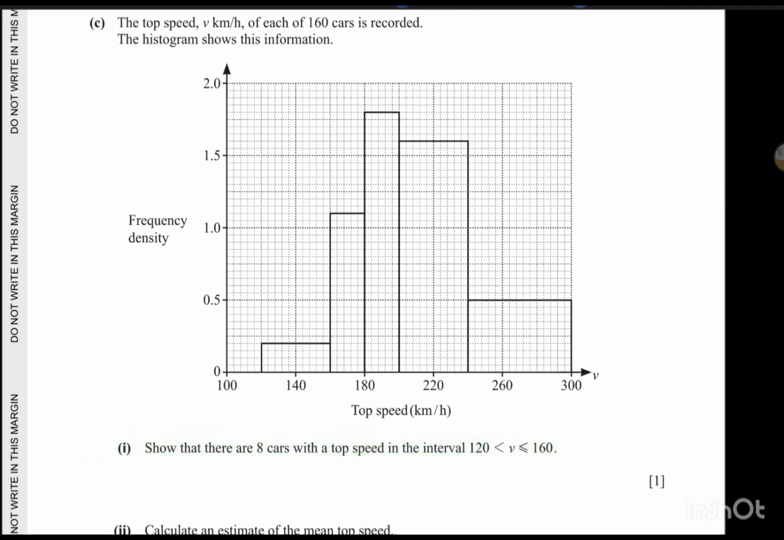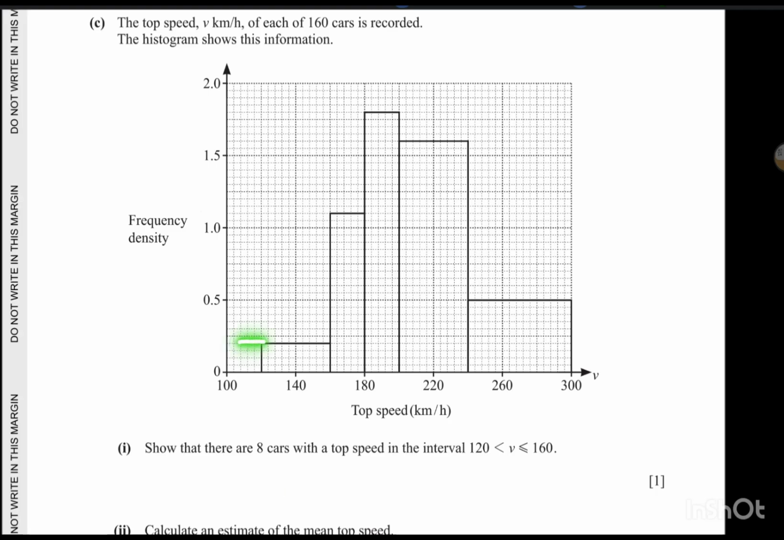We need to show that there are 8 cars. That means the frequency is 8, and we need to show it because frequency density is given. So 8 should be the frequency. To get the frequency, we have to multiply the frequency density with the class size. In the class interval, class size is the same. So 120 to 160 is how many? What is the class size here? 40. And what is the frequency density?